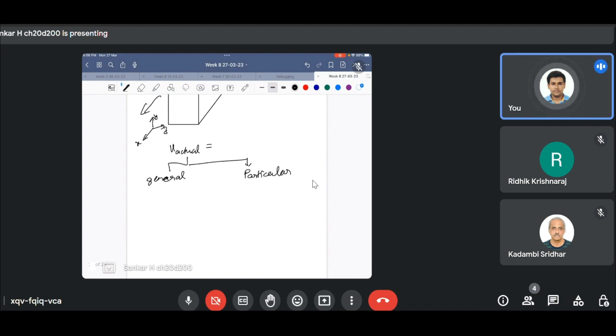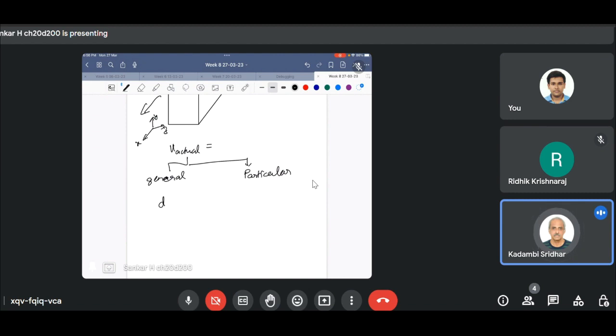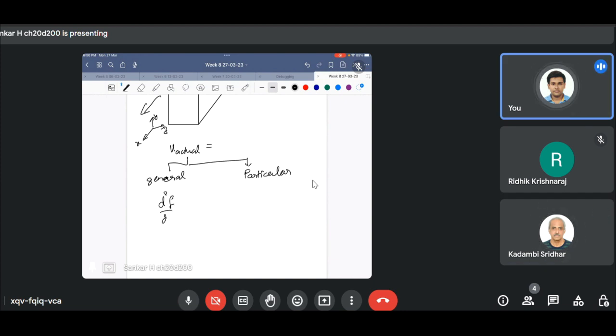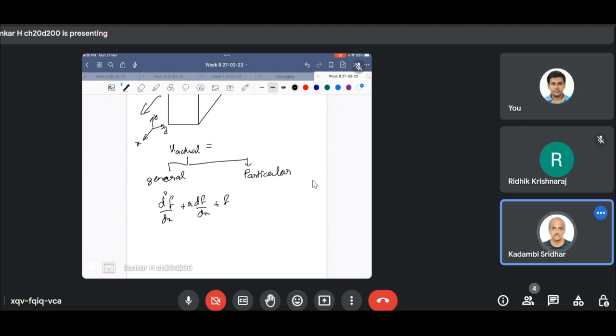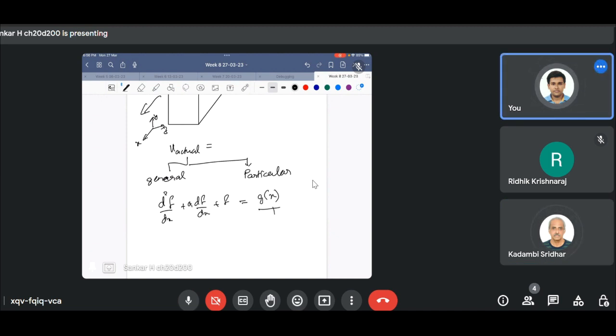If you are unable to follow, please stop me and I am happy to re-explain. Yeah, but that's in the case of an ordinary differential equation with one independent variable, right? Suppose we have a problem like d square f by dx square plus a1 df by dx plus a2 f is equal to g of x. This g of x is said to be a non-homogeneous function, right?